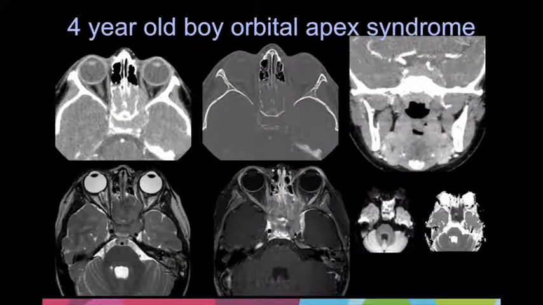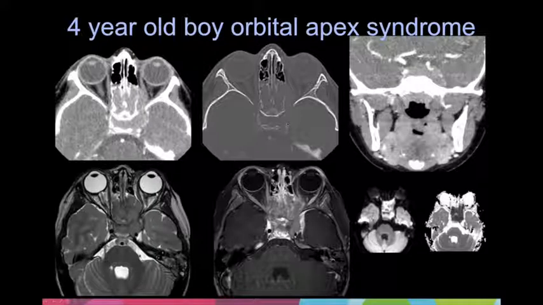Here we see a 4-year-old boy presenting with orbital apex syndrome secondary to Burkitt lymphoma. We have a moderately enhancing mass involving the ethmoids, extending into the extraconal orbit and the left cavernous sinus with associated bone destruction.